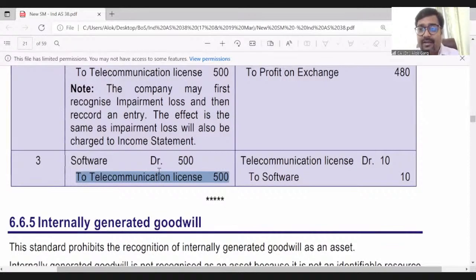So what you have done, you have recognized your software at a carrying value of the telecom license, which is a carrying value of the asset surrender, right? Why? Because you have to go by book value, because you don't have the fair values. If you have either of the fair values, you have applied that, but you don't have any fair values, then what to do? Then we have to do this only.